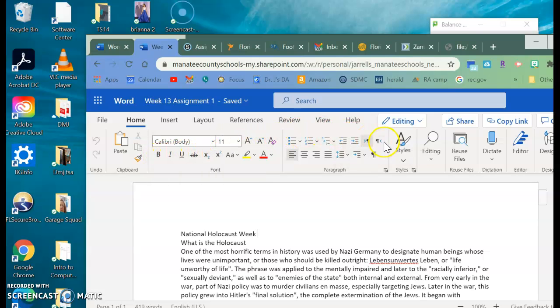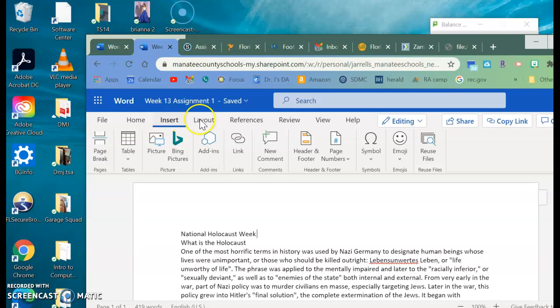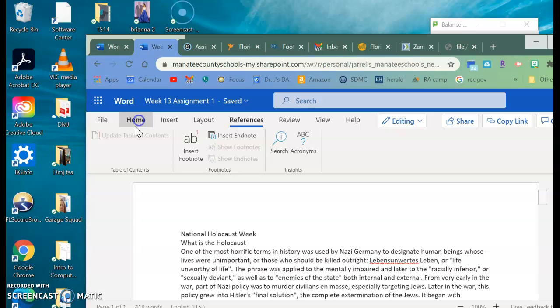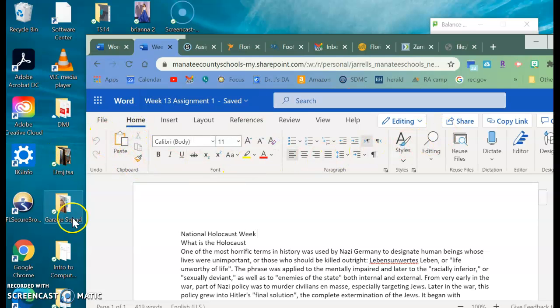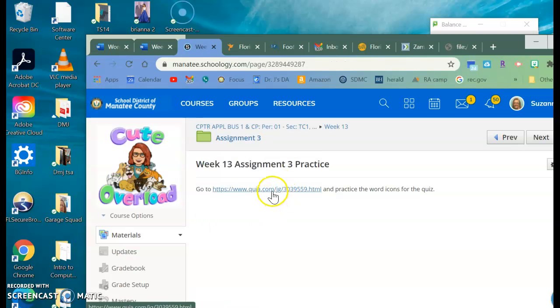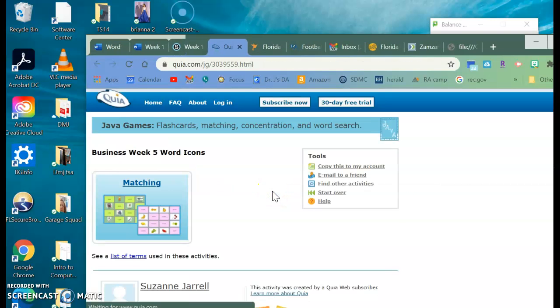These are icons, and as you can see, there are many, many different ones that you could have. So we're going to be working on some of the icons, the ones that are used more frequently. So to practice them, you can go here to where the practice is and take you to Kia.